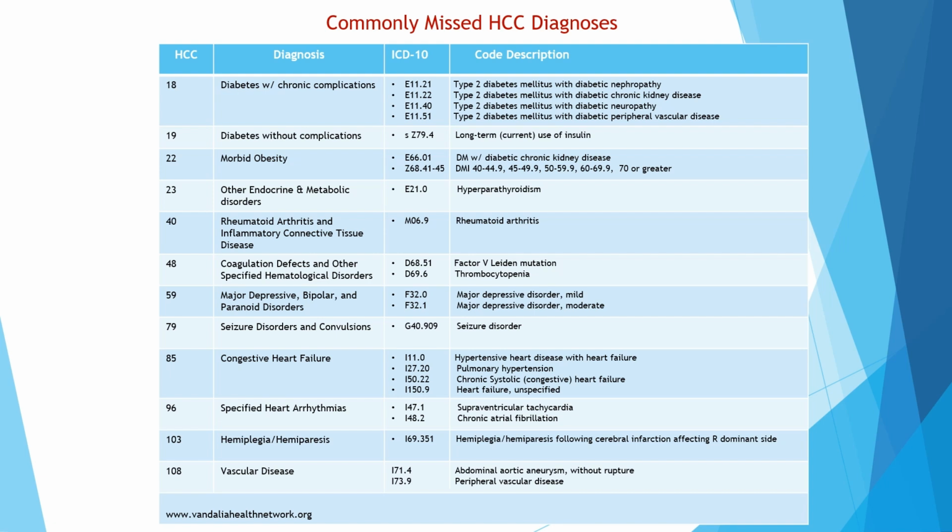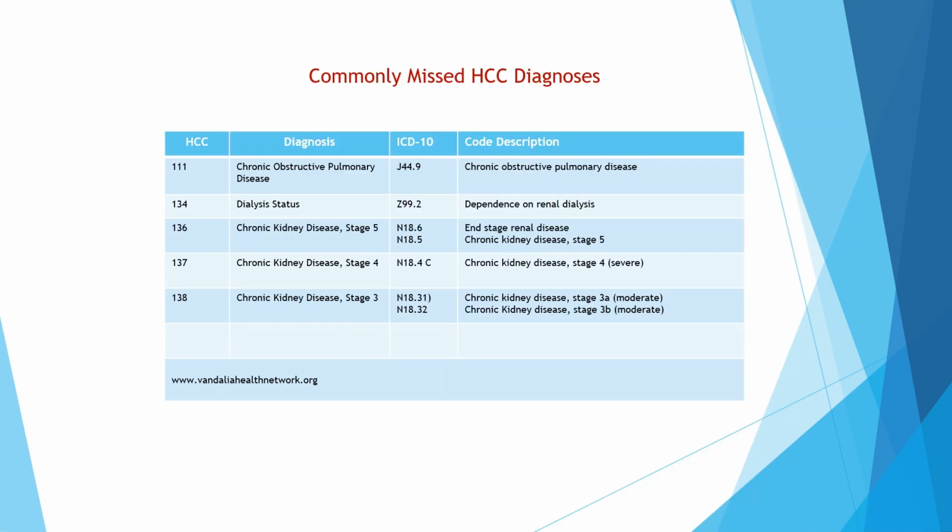ICD-10 and code descriptions are I71.4, abdominal aortic aneurysm, without rupture. I73.9, peripheral vascular disease. HCC 111. Diagnosis is chronic obstructive pulmonary disease. ICD-10 and code description is J44.9, chronic obstructive pulmonary disease.